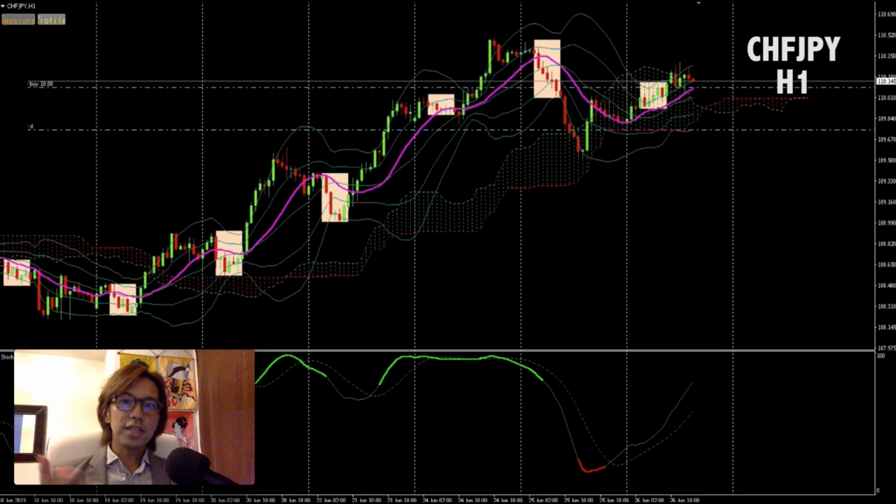So in the Tokyo session, because lots of Japanese traders trade with a contrarian approach, stop losses accumulate outside of the Tokyo box. And who's hunting the stop losses of the Tokyo session? The London guys.